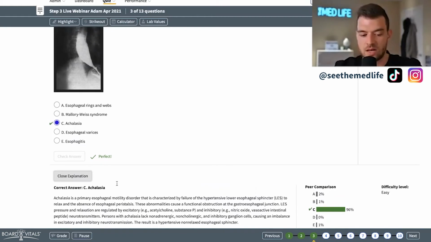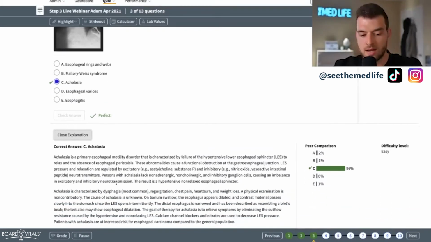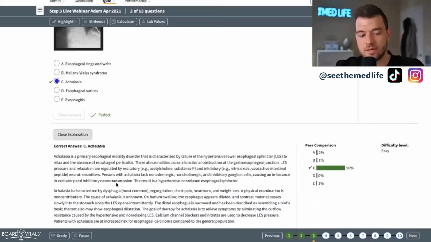And again, reading through some of the explanation here, you can get into some of the treatments and why this happens. It's kind of cool if you want to do a deep dive and solidify your knowledge there as well. So very good. Let's go ahead on to the next one.